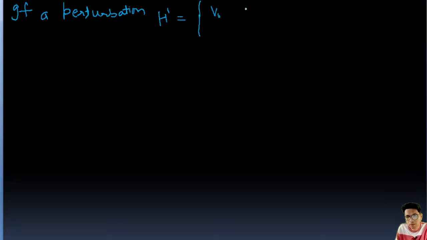So if a perturbation H dash equal to V naught, if x is between 0 to a by 2 and y is between 0 to a by 2, okay, then the perturbation is V naught, and 0 otherwise.